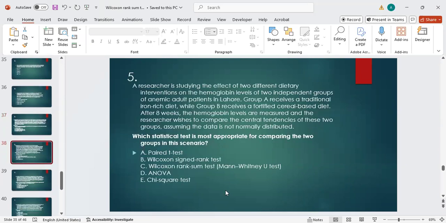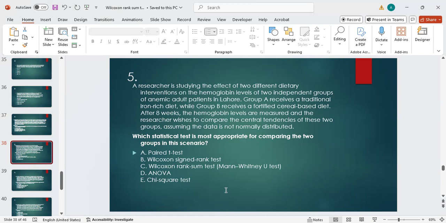A researcher is studying the effect of two different dietary interventions on the hemoglobin level of two independent groups of anemic adult patients in Lahore. Group A receives a traditional iron-rich diet and Group B receives a fortified cereal-based diet. After 8 weeks, the hemoglobin levels are measured, and the researcher wishes to compare the central tendencies of these two groups, assuming the data is not normally distributed. Which statistical test is most appropriate for comparing the two groups in this scenario?